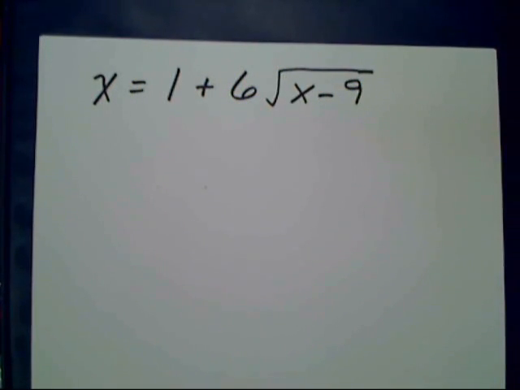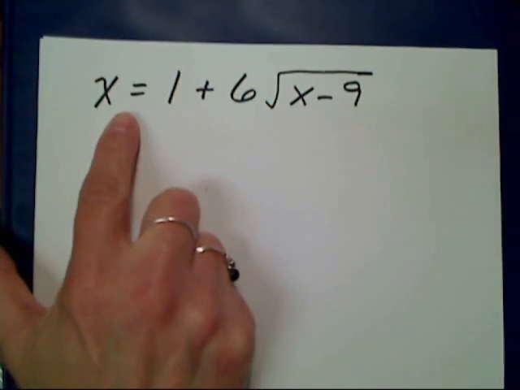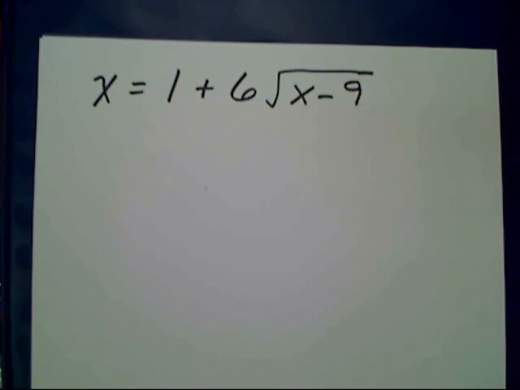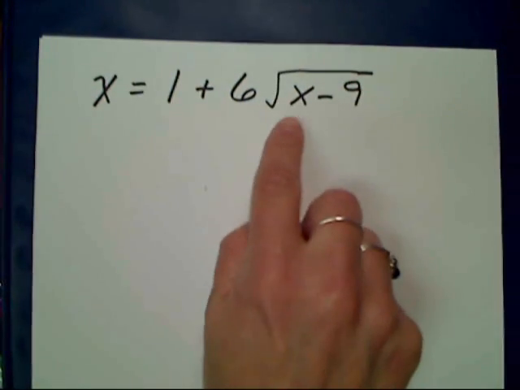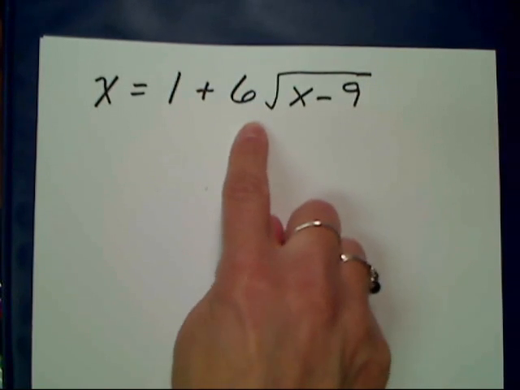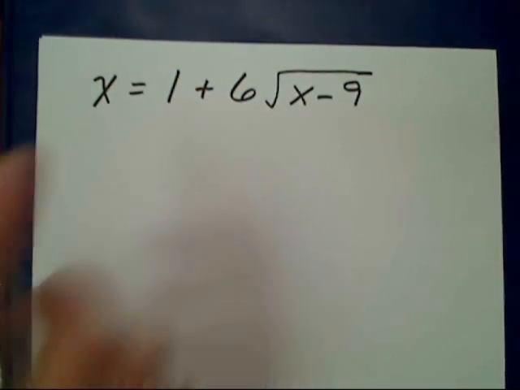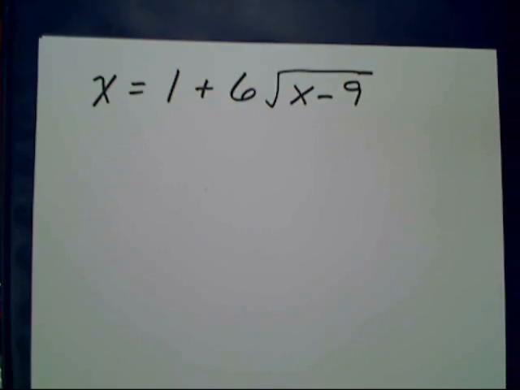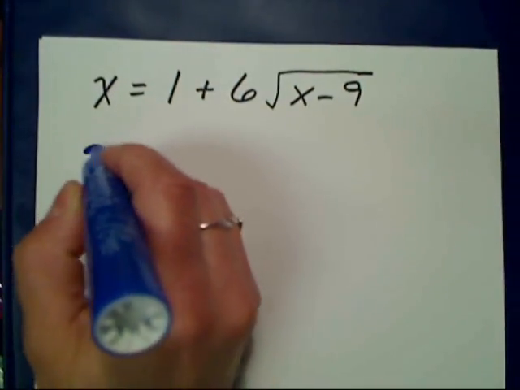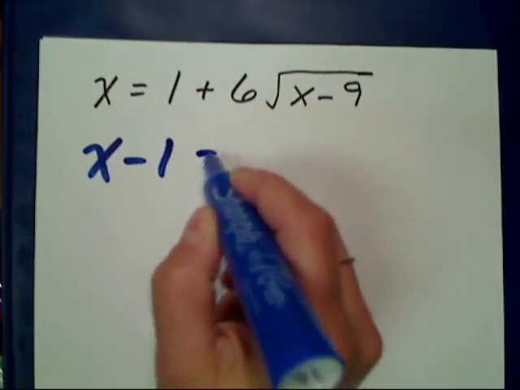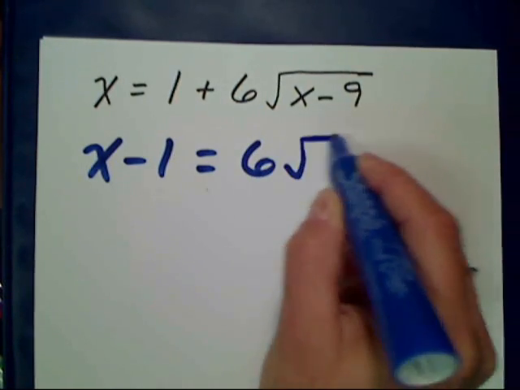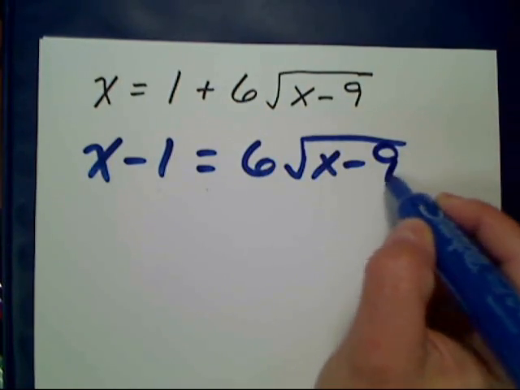Just for fun, let's do a bonus problem. Here I have x is equal to 1 plus 6 times the square root of the quantity x minus 9. Now remember, we're solving because there's an equal sign. And when we solve, we're supposed to isolate the radical, get this radical portion by itself. So in order to do that, the first thing we have to do is move terms over. So I'm going to subtract my 1. That's going to give me x minus 1 is equal to 6 square roots of x minus 9.